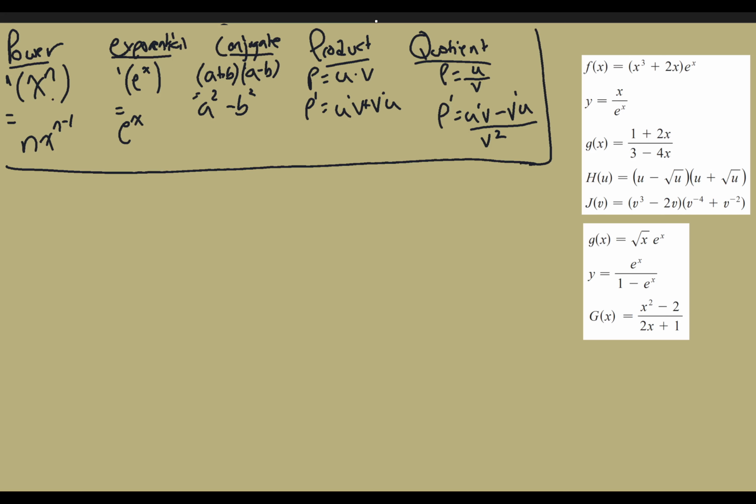We know the power rule, where if I have a polynomial, we subtract the power by 1 and bring it down. The derivative of e to the x is e to the x. The conjugate rule isn't even a derivative rule, right? It's just a reminder that you can FOIL out 2 terms that are the same but opposite like that and have no middle term here.